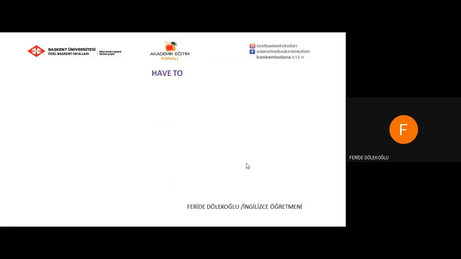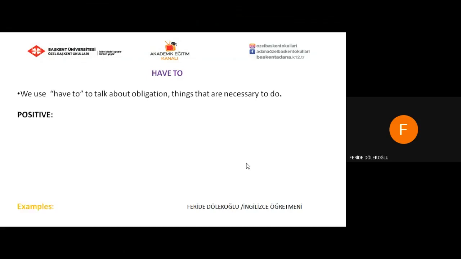Let's continue with have to. You can use have to with different tenses, but here in this lesson, we will talk about using it with present simple tense. We use have to talk about obligation, things that are necessary to do. We will start with positive sentences. I have to wear a tie at work.